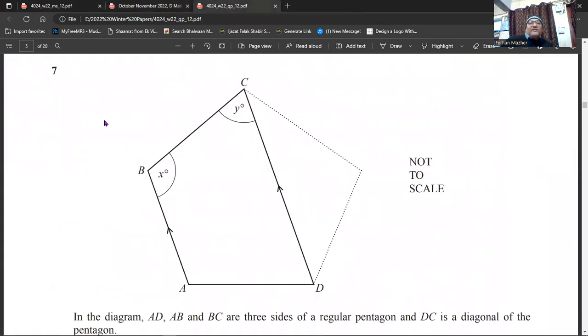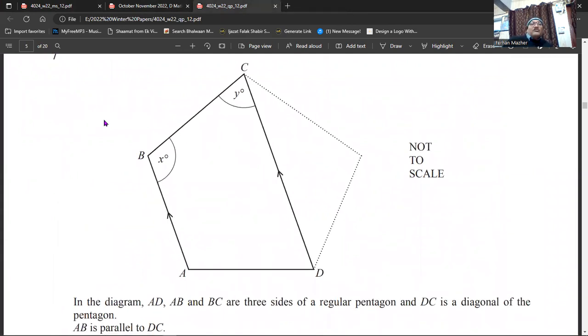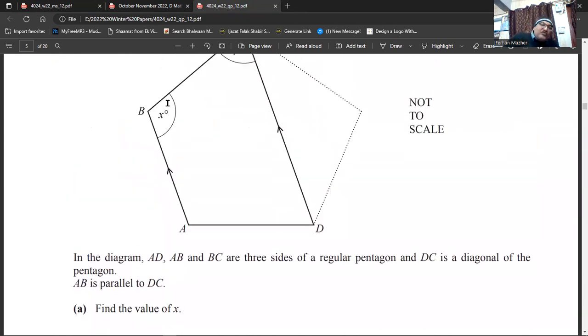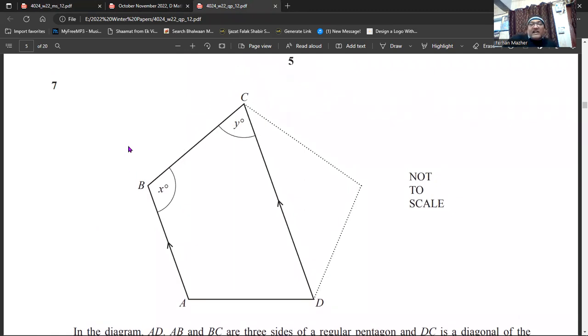Okay, so now we have question number 7, and he says, in the diagram, AD, AB, and BC are the 3 sides of a regular pentagon. Pentagon means 5 sides. DC is the diagonal of the pentagon. AB is parallel to DC. The question is, find the value of x. This x is basically the internal angle of the pentagon, because these are the sides of that regular pentagon.